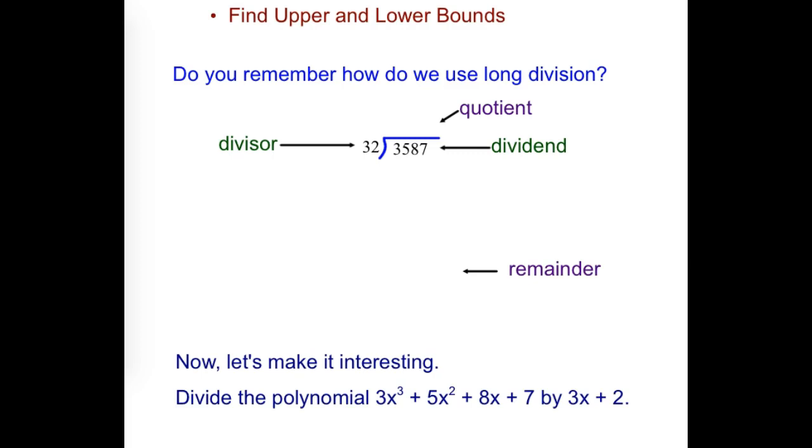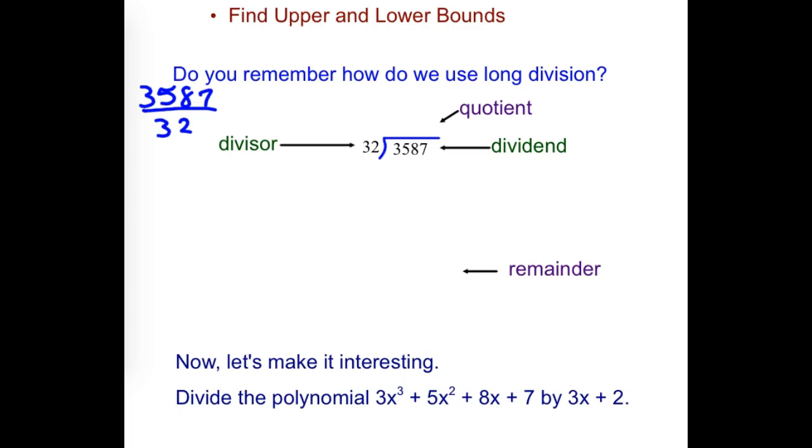The number in front here, the 32, is our divisor. The dividend is the 3,587. What we get on top is our quotient, the answer. And what we have at the bottom is the remainder. It might have been written originally like this.